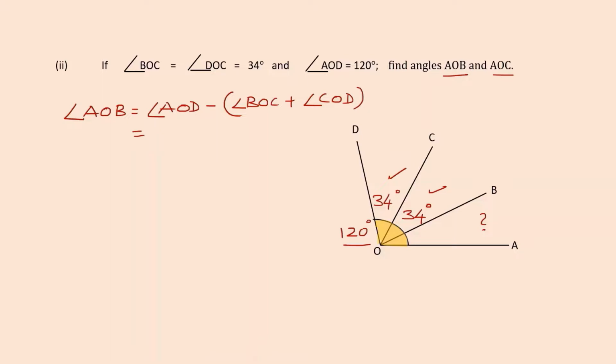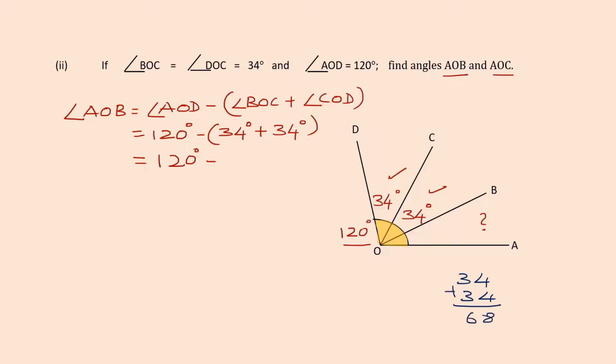Angle AOD is 120 degrees minus angle BOC, which is 34 degrees, and angle COD is also 34 degrees. So 120 degrees minus, you can add up 34 plus 34. What do you get? 8, 6. We get 68. So let's write 68 degrees.